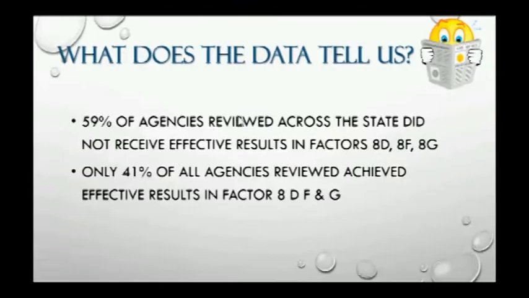So what did the data tell us as we looked at it even further? According to the baseline data, 59% of the agencies reviewed across the state did not receive effective results in Factor 8 indicators D, F, and G. So more than half of the agencies across the state that were reviewed didn't get effective results. Only 41% of all the agencies reviewed achieved effective results in Factor 8 indicators D, F, and G. So that says that over half of us kind of missed the mark in these areas. So how do we go about changing that, making that better, if only 41% of the agencies reviewed achieved effective results?